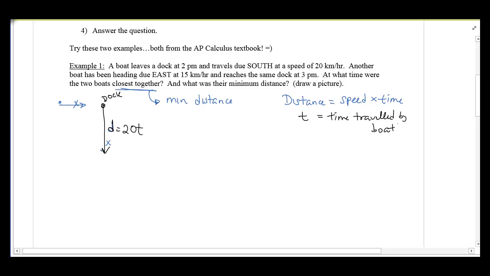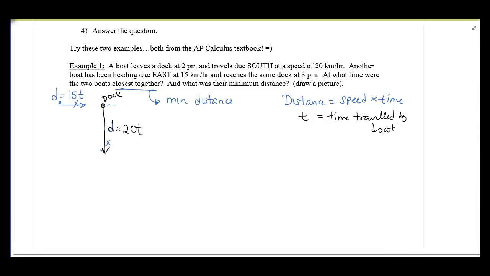Let's do the distance for the blue boat. And if you said 15t, I'd be, that is cool. But I wouldn't say that's the correct answer. How come? Because if you did 15t, you are interpreting the boat starting at the dock and now moving east. But that's not the case here.